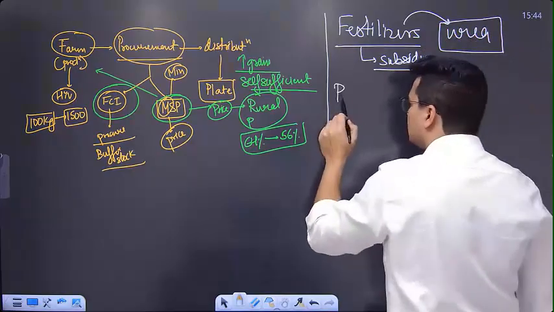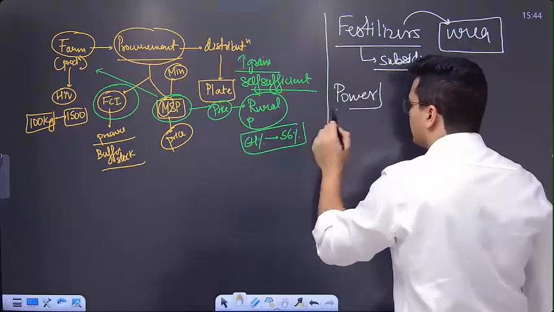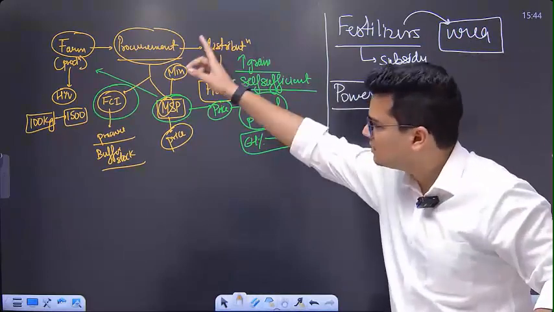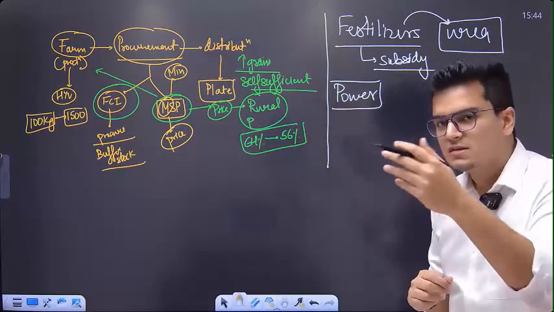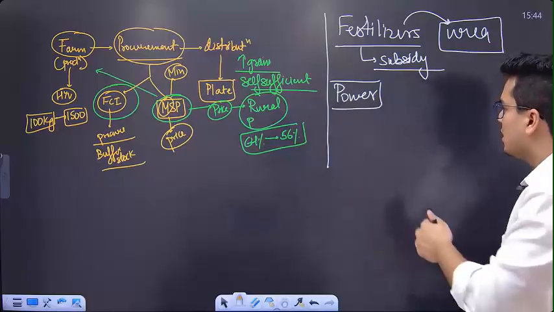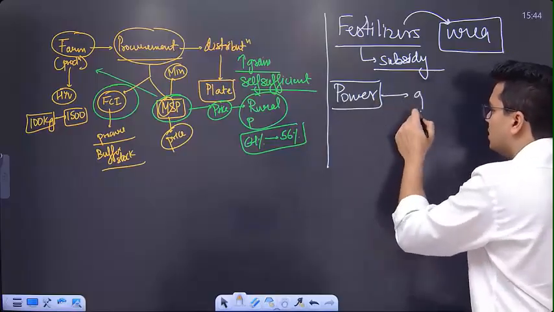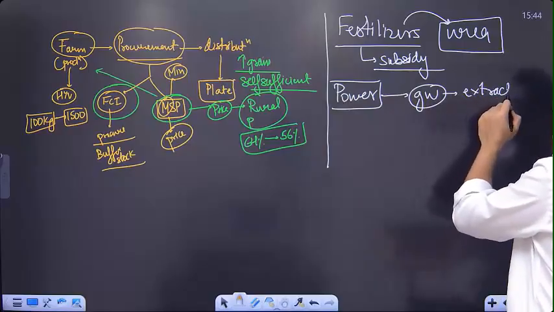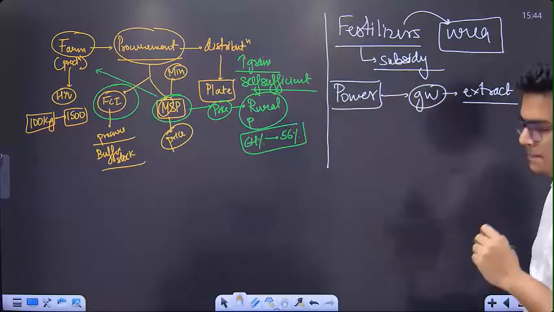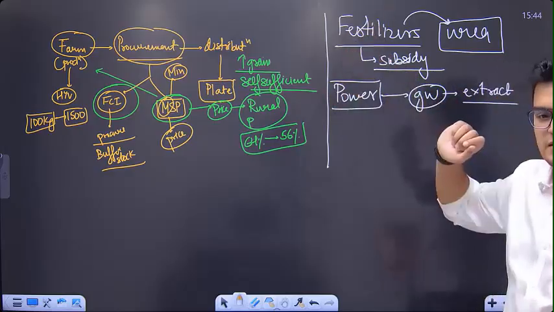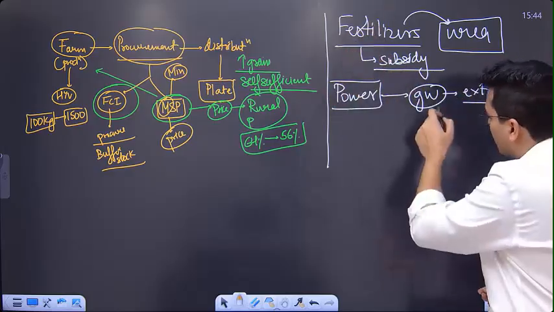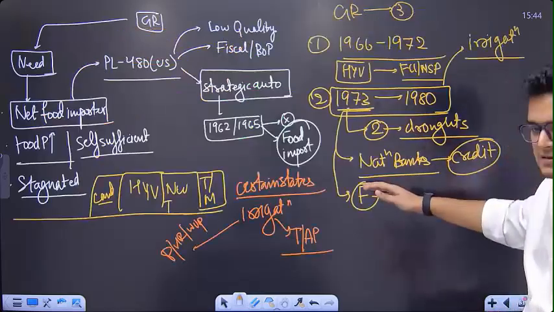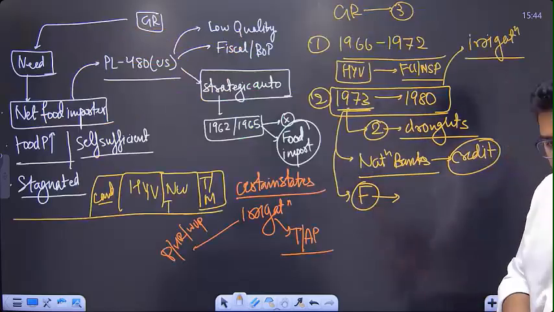The second thing they say is that irrigation is something that is very important for sustaining the Green Revolution. If irrigation is important for sustaining the Green Revolution, I have to give power subsidy to ensure that groundwater extraction keeps happening. So fertilizer subsidy is given and power subsidy is given to extract groundwater to ensure that the Green Revolution here in its second phase can sustain and agricultural credit is given.